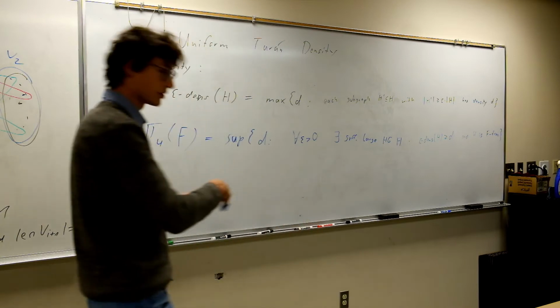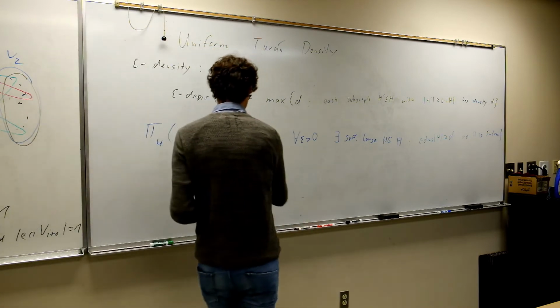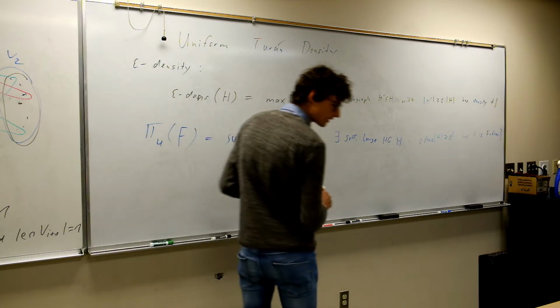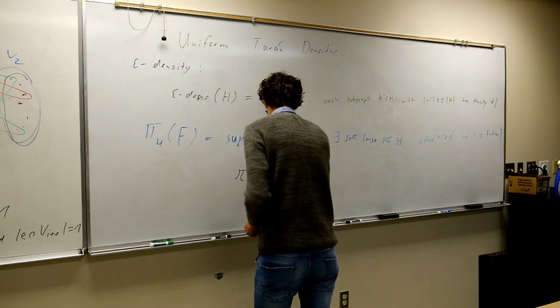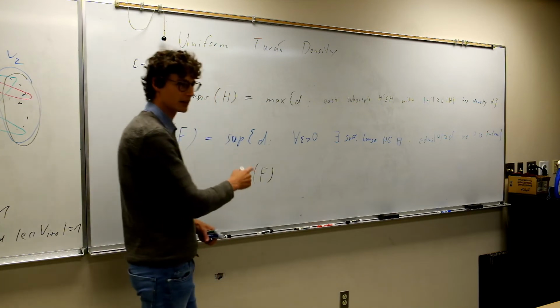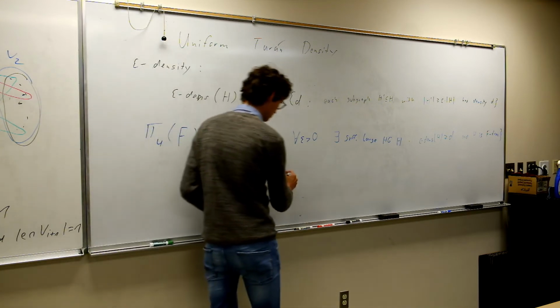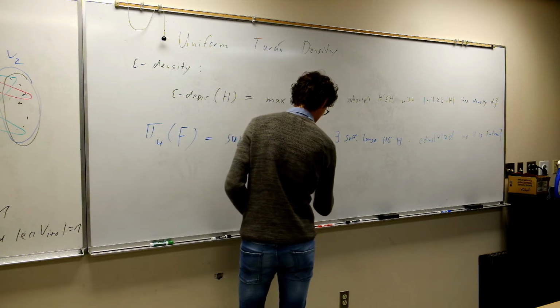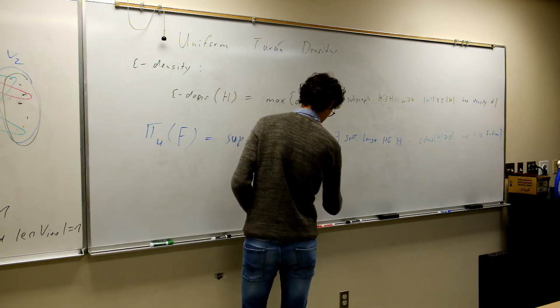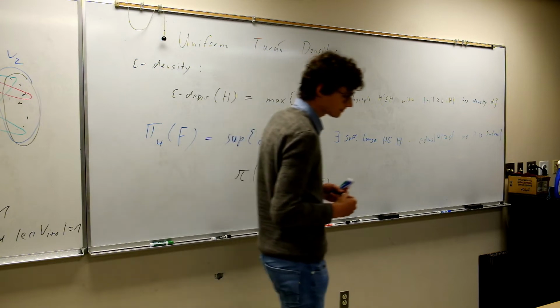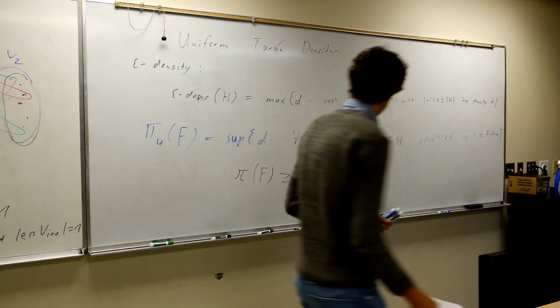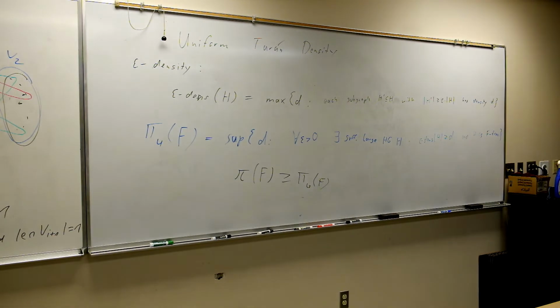And by this definition, it's clear that the Turán density of any graph is lower bounded by the uniform Turán density. Good. So I guess you might ask now, what's the uniform Turán density of different graphs?